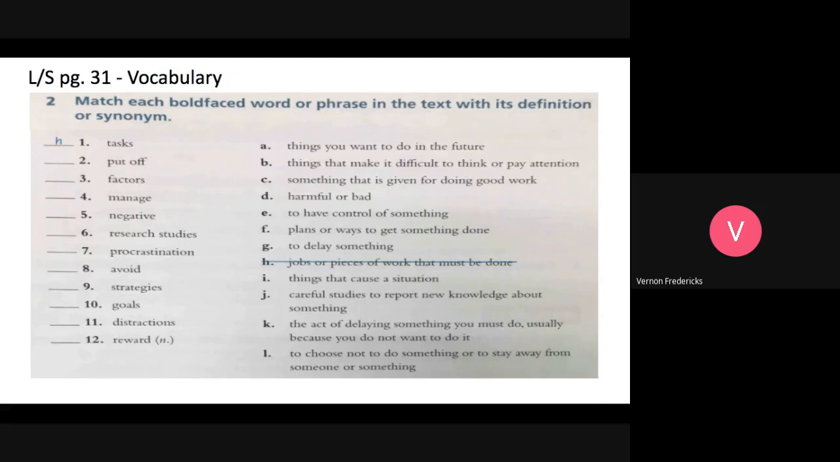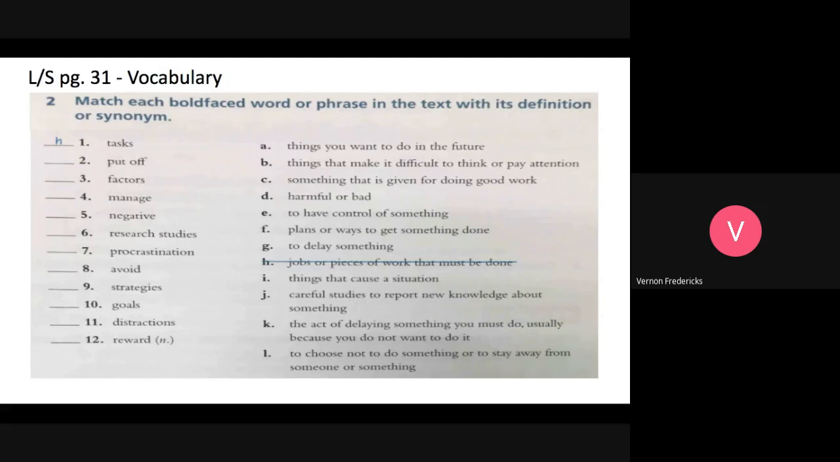Number 8, avoid. To choose not to do something or to stay away from someone or something. Avoid. Okay, number 9, strategies. The answer is F. Congratulations if you got it right. Plans or ways to get something done. Number 10, goals. Things you want to do in the future.